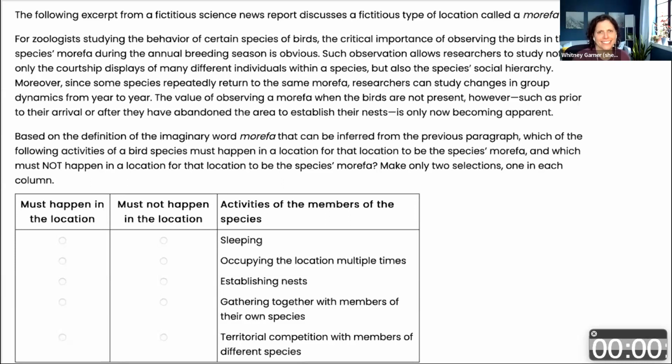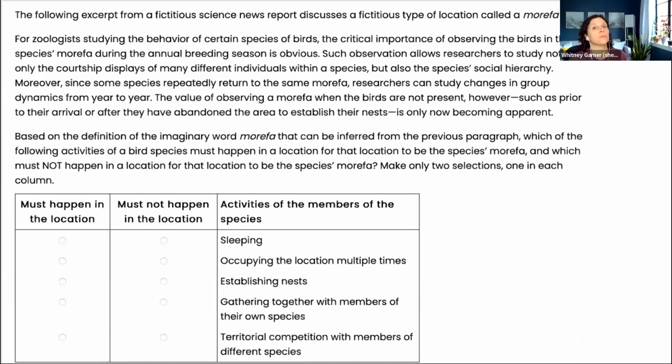How did this one feel? Difficulty-wise, on a scale of 1 to 5, 5 being the hardest, 1 being the easiest, how did this feel? Okay, yeah, it's pretty tricky.